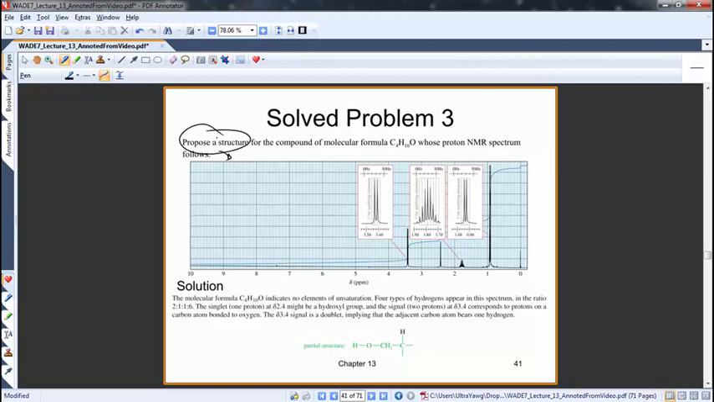So the first thing we recognize is that we have 1, 2, 3, 4 signals. So we have four types of hydrogen. If there are 10 hydrogens total, but there's only four types, then obviously some of the hydrogens have to be the same as each other. If we look at where they're at on the x-axis, they're all down in the 0, 1, 2, 3, 4 range. So for the most part, most of them are not terribly deshielded. We could calculate degrees of unsaturation, but I'm not going to bother to do that now. I'm going to start and actually look at the splitting. So let me zoom in a little bit.